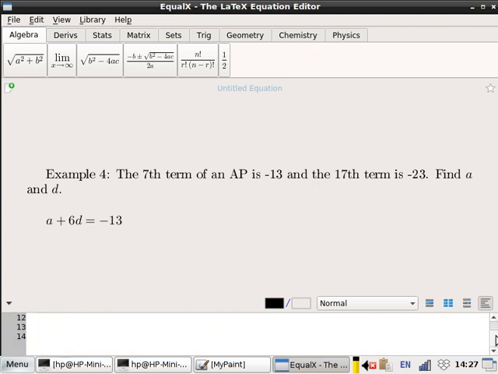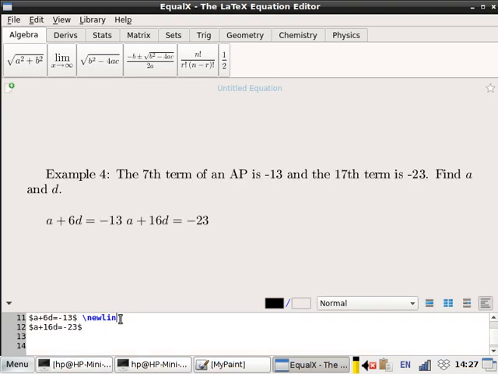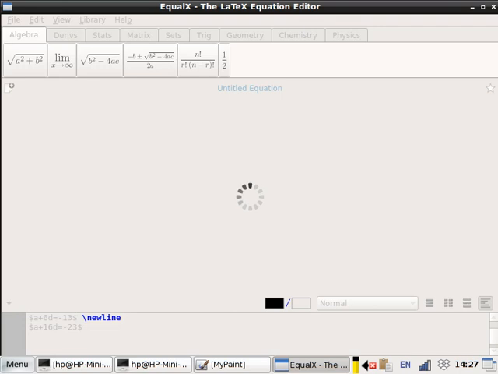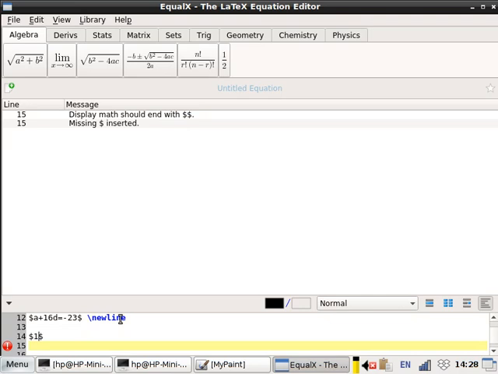And now we can make the other equation. So what's the other one saying? A plus 16D is equal to minus 23. And that's it. Just simultaneously solve them, isn't it? Equate A and find D. What's the easiest way to solve this? Elimination, yeah. I'll just subtract them. The second equation minus the first equation. So what? 10D equal to minus 10, is it? Yeah.